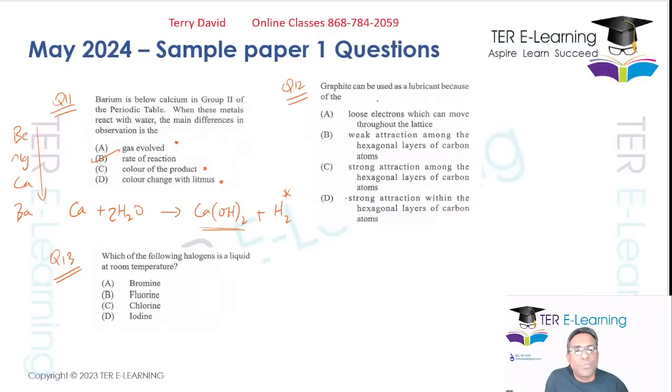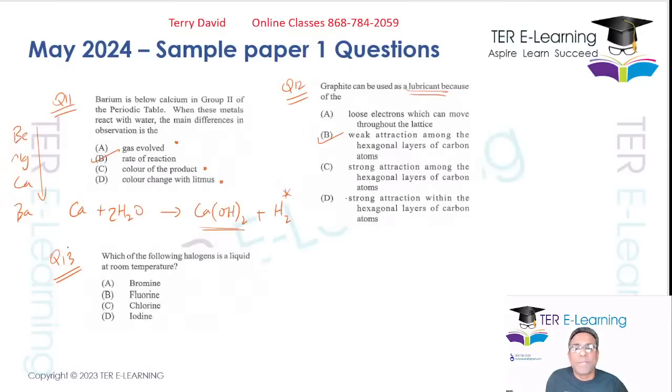So when it comes to graphite, graphite is made up of these hexagonal layers, and these layers have weak forces between them, and that is the reason why we use them as a lubricant, because the layers are able to slide past each other. So it's going to be weak attraction among the hexagonal layers, so the answer is going to be B. Yeah, the answer is B.